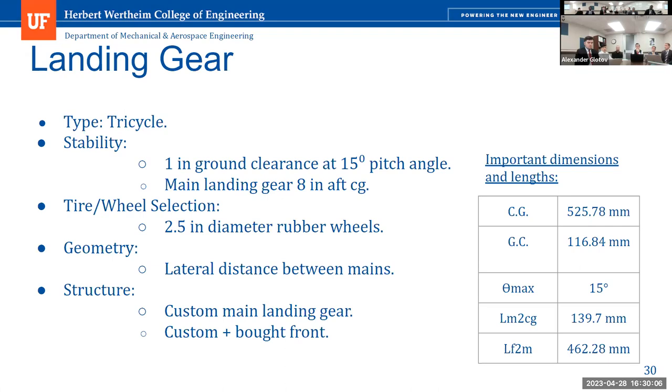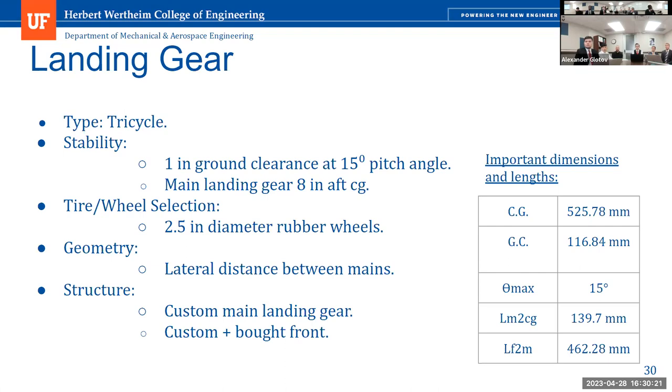For the landing gear, it was decided that the best design that we could go for was a tricycle, mostly because we don't need the extra ground clearance that a tail dragger will give us since we don't have a propeller in the front, and because tricycles are better for high-speed maneuvers, high-speed takeoffs and high-speed landings.